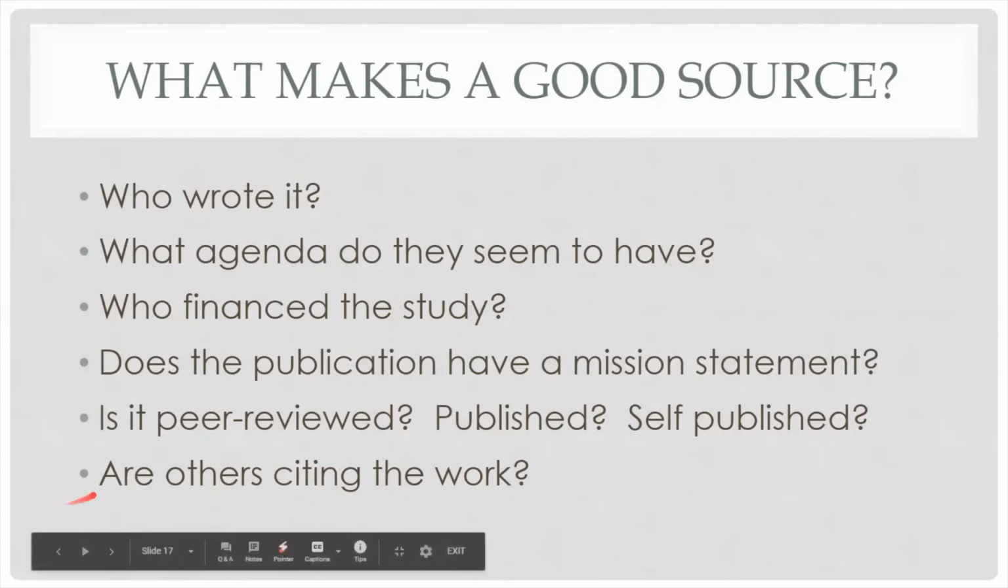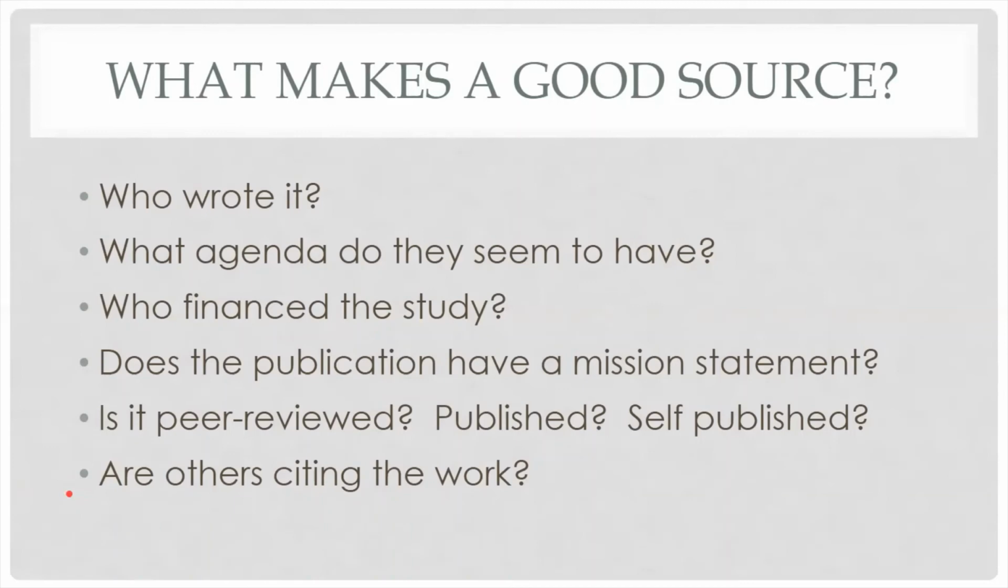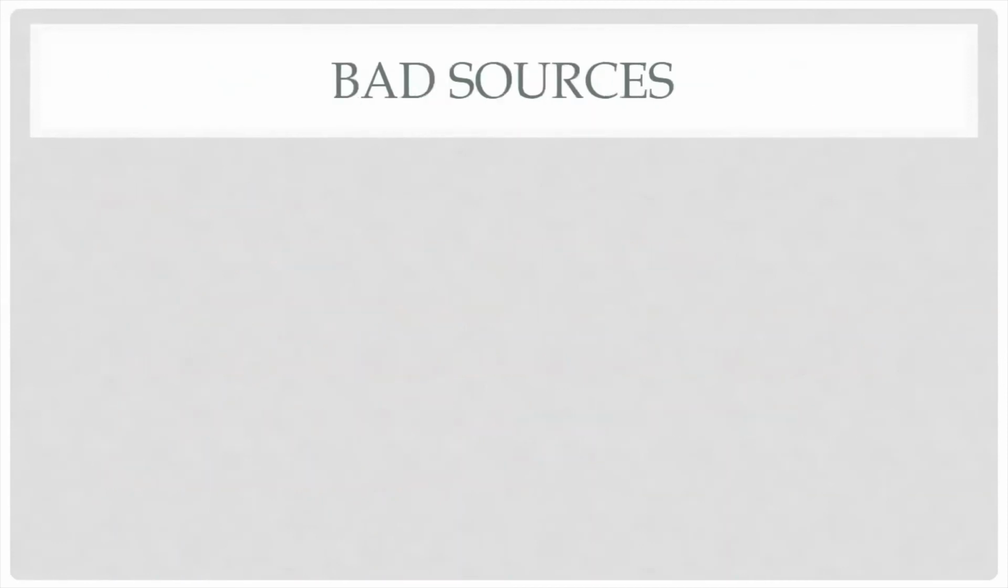And finally, are others citing the work? As we look at more scholastic search tools like Google Scholar and EBSCO, which I'll talk about in another video, you can actually see how many people are citing the work, how many others in the field are using these sources as well. And from that, you can make a determination that more cited studies and more cited journals are higher quality journals, at least in their field.